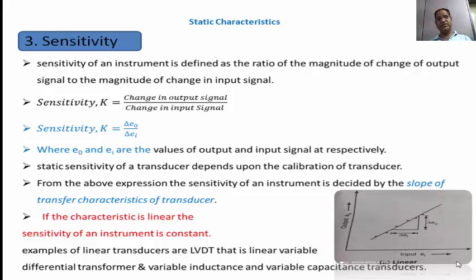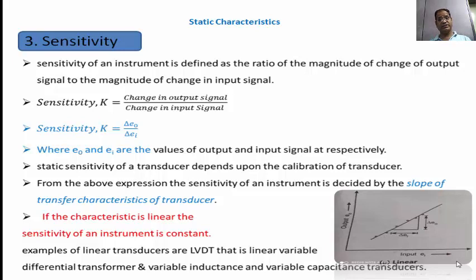So static sensitivity of a transducer depends upon the calibration of the transducer. If you are having more accurate calibration, the sensitivity will vary according to the calibration. From the above expression, the sensitivity of an instrument is decided by the slope of the transfer characteristics of the transducer.